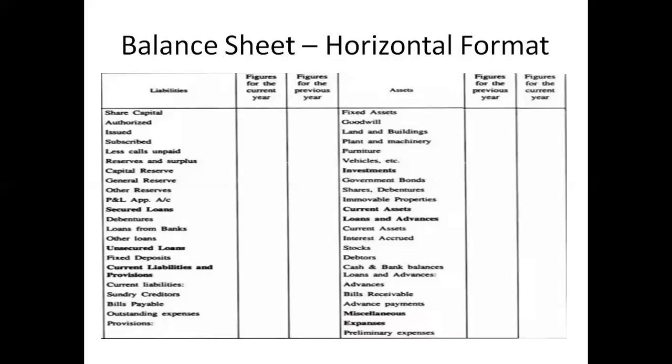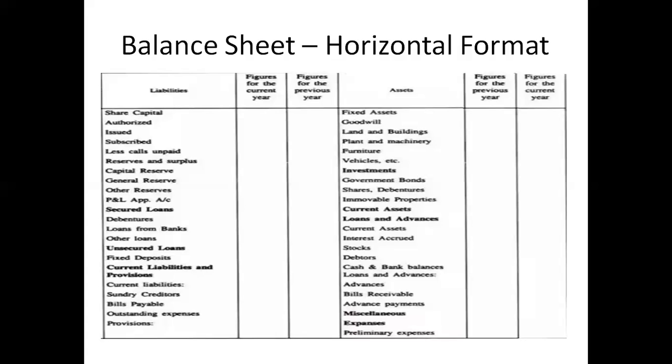Now we have the profit and loss appropriation account, we have capital reserves, capital reserve meaning we capitalize certain items from, say, the profit and loss account and all that. We have general reserve, we have the profit and loss appropriation account, that is the amount that comes from profit and loss every year. We have secured loans, that is debentures, we have loans from banks, and we have other loans. Debentures are kind of bonds. Now we have unsecured loans, that is fixed deposits.